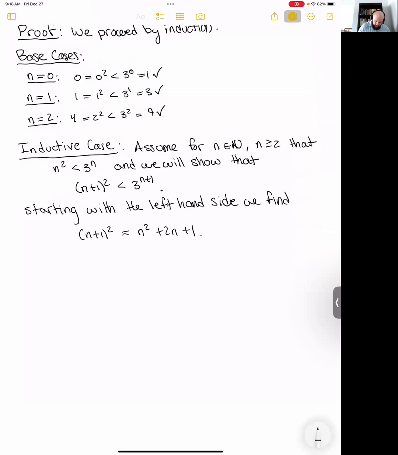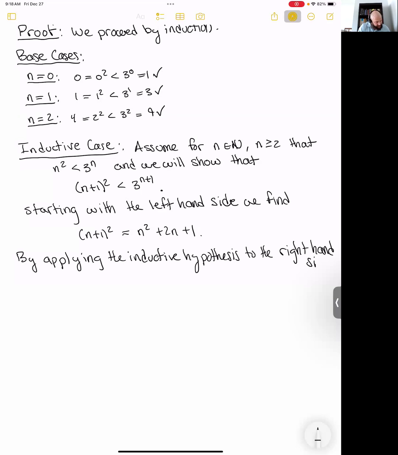So now by applying the inductive hypothesis to the right hand side, we find (n plus 1) squared is strictly less than 3 to the n plus 2n plus 1. 2 times n, sorry. Okay, let's label that star because we're going to need to use this.